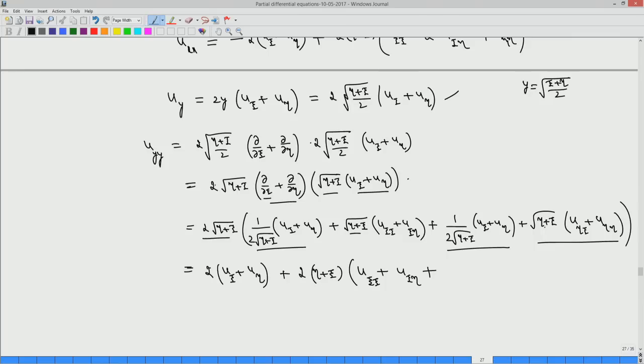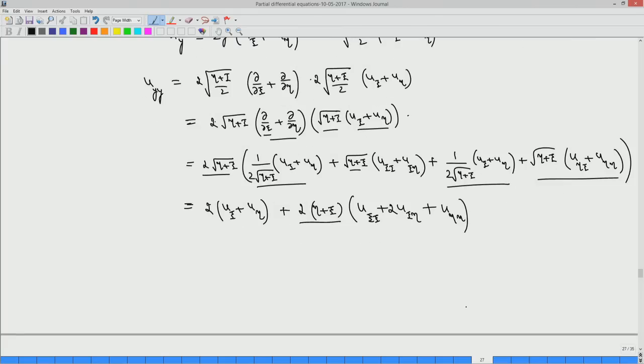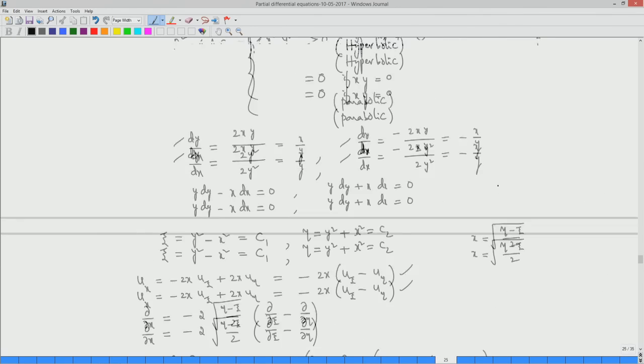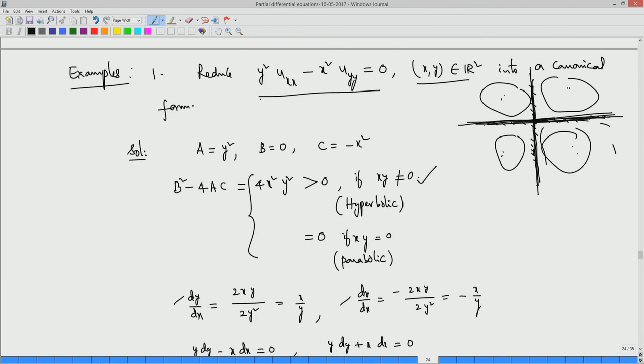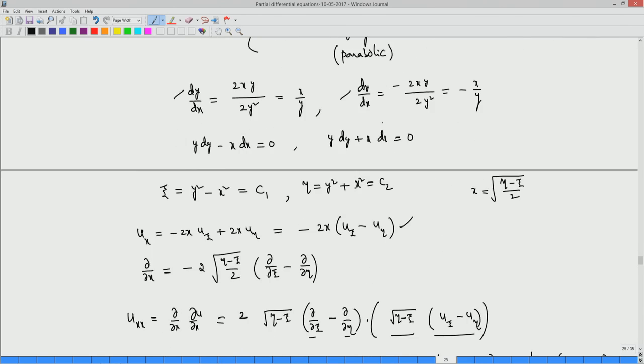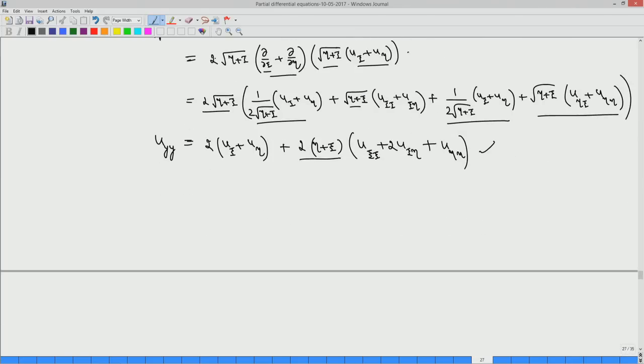So, you can see that eta plus xi into eta plus xi, that is 2 times eta plus xi into u eta xi and u xi eta both are same. So, you can combine it together with 2 plus u eta eta. So, this is what is my u y y. So, these are the only things I need, because I do not need u x y, because the given differential equation is this one, that does not involve mixed derivative u x y. So, put together you combine it.